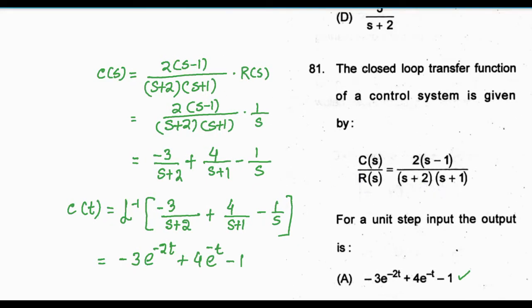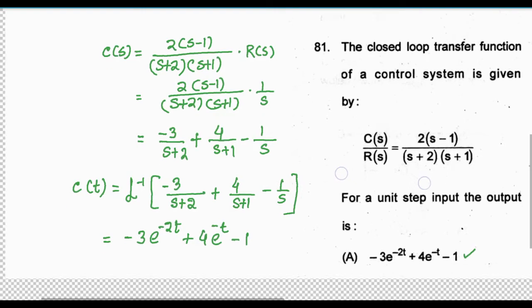So what is the output? C(s) is equal to transfer function times input. So input is R(s), and R(s) is given to be 1/s, that is the step input. So what we are getting? 2(s - 1)/((s + 2)(s + 1)) times 1/s, and if I do the partial fraction, what we will get?